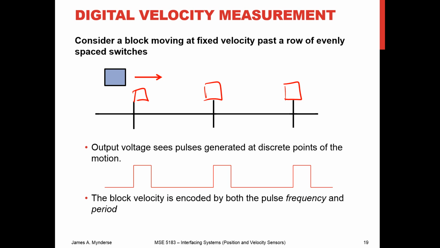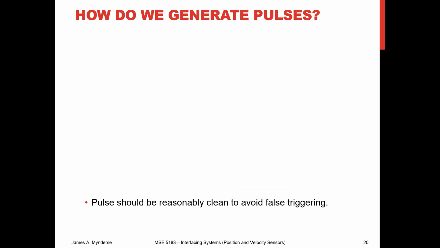Now, you can also see that if the block were to move forwards a little bit, and then backwards a little bit, and forwards a little bit some more, then it's between the switches, and we don't see anything. So there are problems, and we will have to design the density of our switches very appropriately. But certainly this will work as long as we do things right. So how do we generate those pulses?